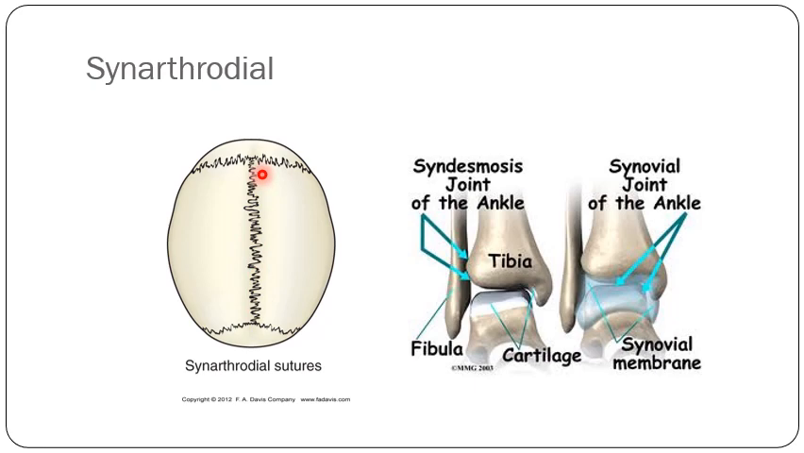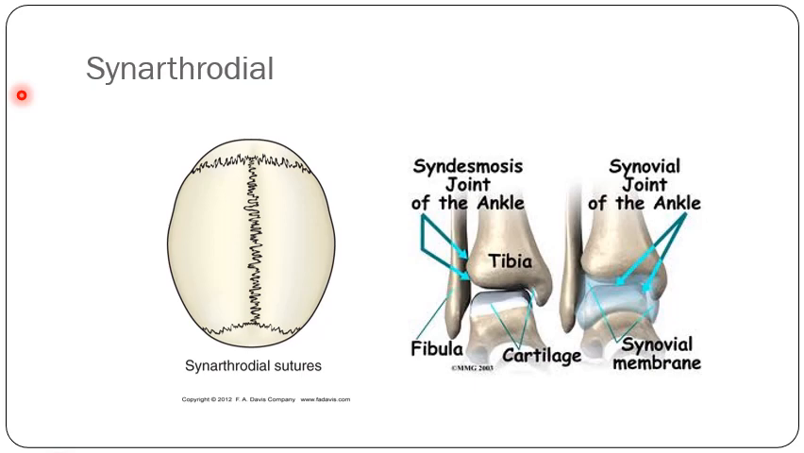So again, the synarthrodial sutures in the skull, that's a joint. They don't move. The syndesmosis at the ankle joint, those are examples of synarthrodial joints. So the syndesmosis is a type of synarthrodial joint. Again, there are going to be different types of synarthrodial joints as we'll see and discuss later on.